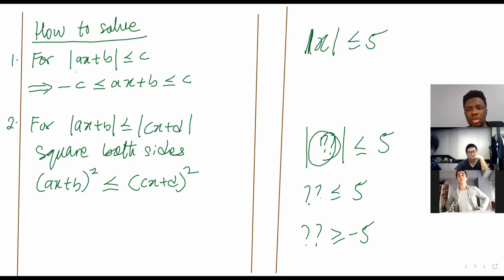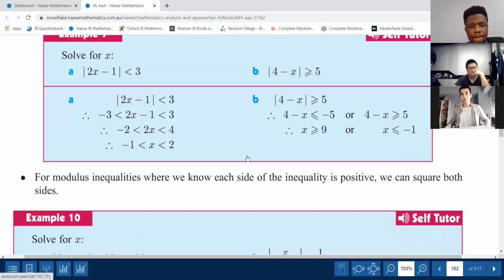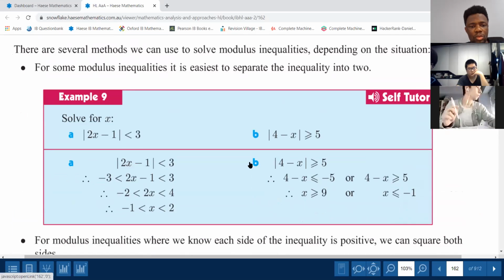Yes. So let's go through one example quickly. Again, this is for the case of less than. If it is not the case of less than, you have to separate the two. So let's listen to this first.